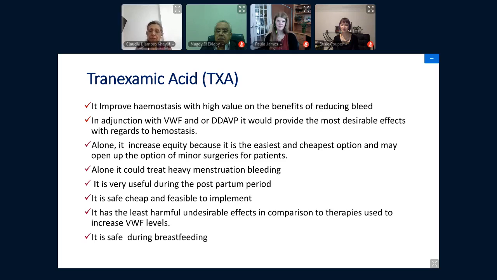It is very useful during the postpartum period. It is safe, cheap, and feasible to implement. It has less harmful and more desirable effects in comparison to therapy used to increase von Willebrand factor. And also, it is safe during breastfeeding.